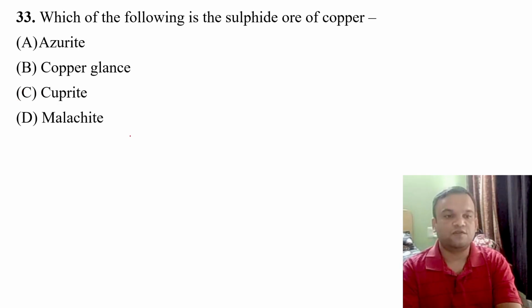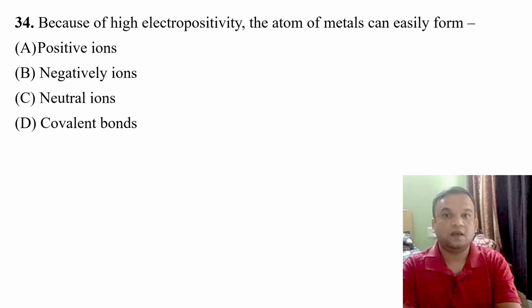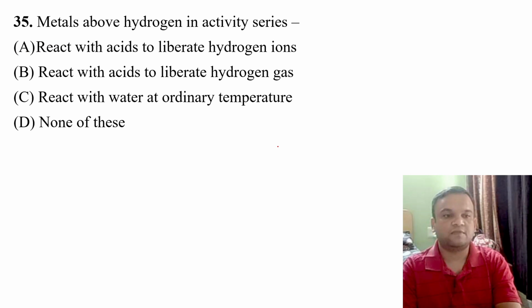Next question is, which of the following is the sulfide ore of copper? Out of these, copper glance is the sulfide ore of copper. Next question says, because of high electropositivity, the atoms of metals can easily form positive ions. All the metals release electrons and become positively charged. Next question says, metals above hydrogen in the activity series react with acids to liberate hydrogen ions. They actually liberate hydrogen gas, and that is why option B will be the correct answer for this question.